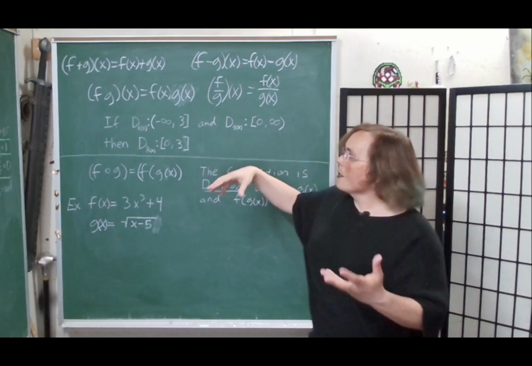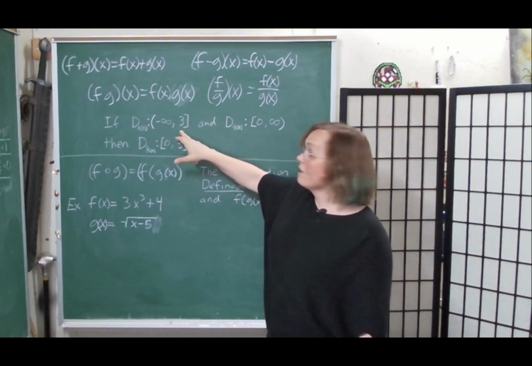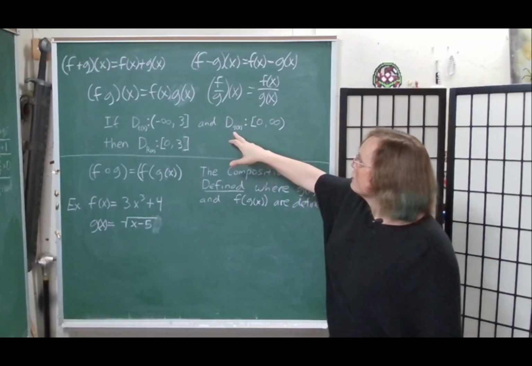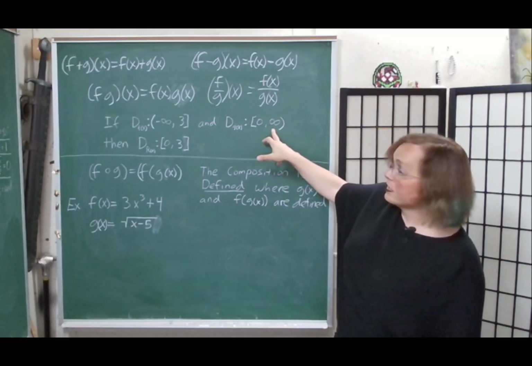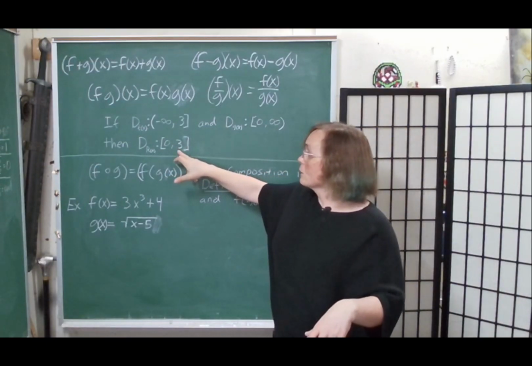So an example here would be that if I have the domain of f of x defined on negative infinity to 3, and my domain of g of x is defined on 0 to positive infinity, then my resulting domain would be 0 to 3.